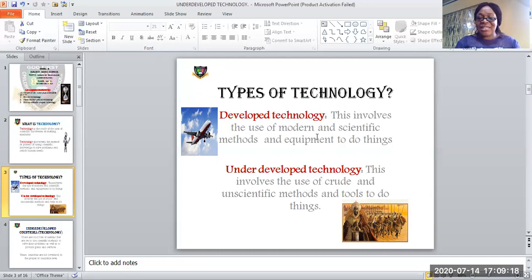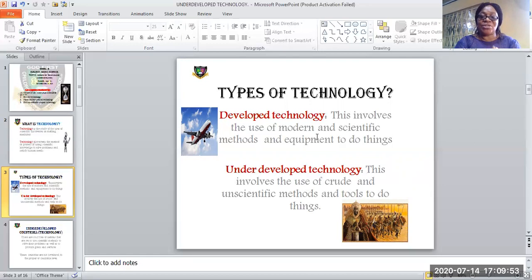But underdeveloped technology is the use of crude methods, unscientific methods, and tools. Unscientific tools, the machines, whatever they use, is not associated with science in any form. So most of the time, they are used in their natural state. Yes? So that is what we call underdeveloped technology.